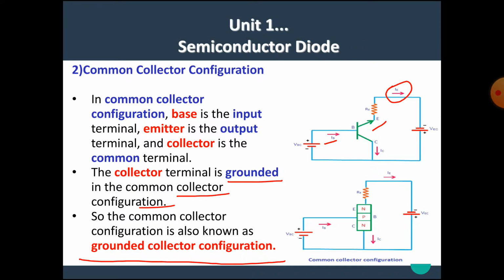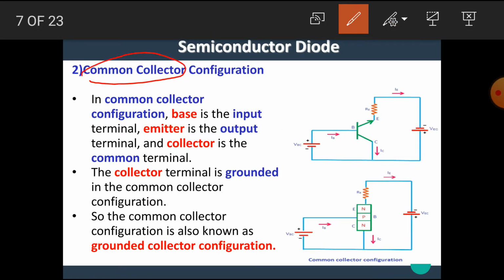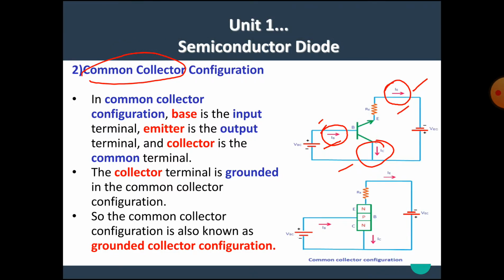I hope you all understand the connections. Let's see once again. Here, as the name implies common collector, the collector terminal is grounded. Base is the input terminal while the emitter is the output terminal. The current in the base is IB, hence it is known as input current. The current in the emitter is IE and it is called the output current.